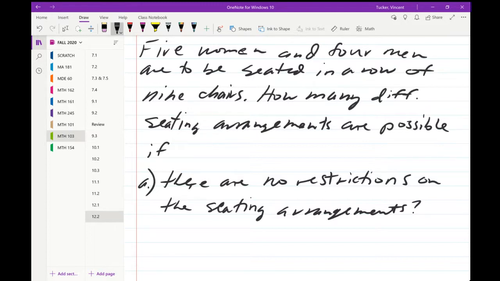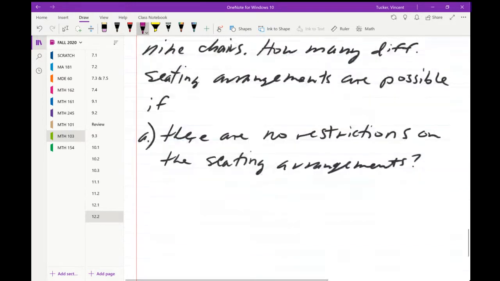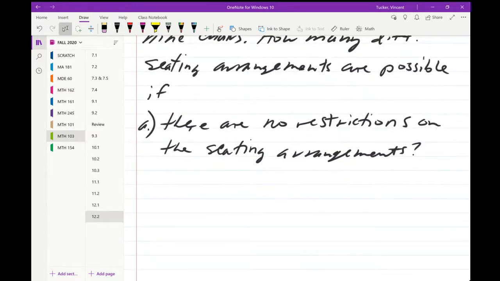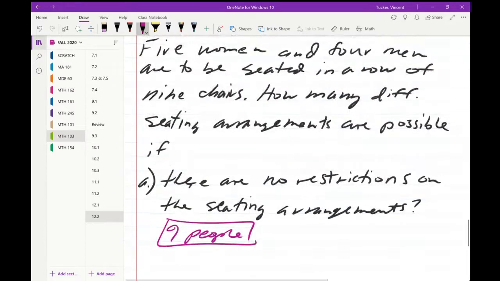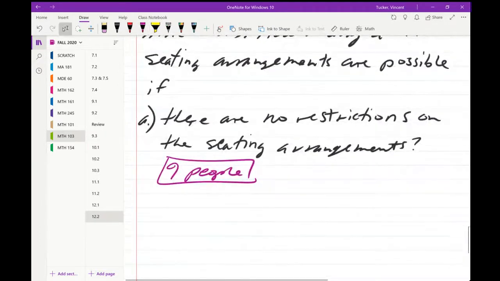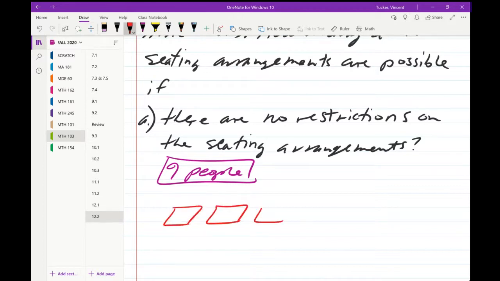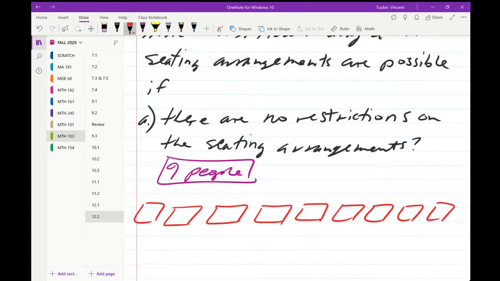And this one we can do a little differently, just to help us get a visual on how we can do this. We have 9 people all together, 5 women and 4 men, and there are no restrictions on seating arrangement. So if we have 9 boxes, so we have 9 boxes that represent each seat.